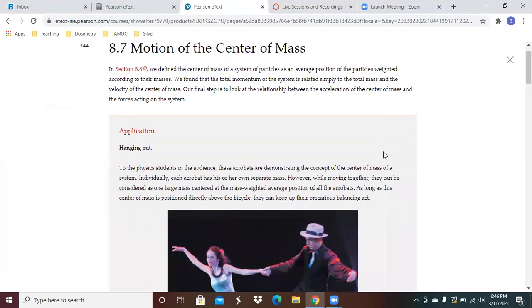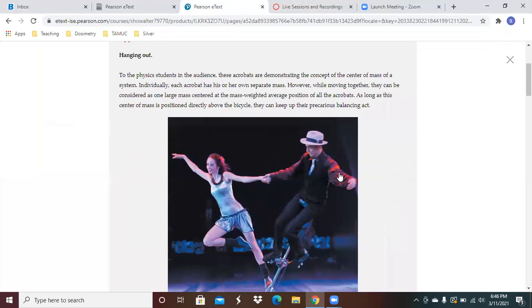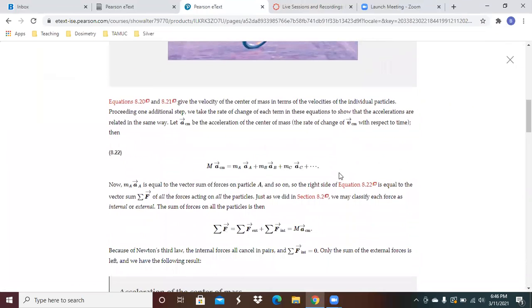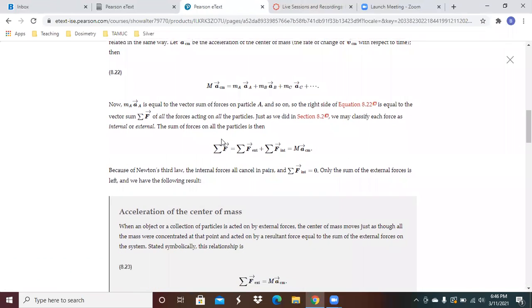So here we're defining the center of mass of a system. Say we've got this going on, and we want to figure out where the center of mass is. How would we go about doing that? Well, again, we're going to look at all the different components, and we're going to sum together the mass times the acceleration of each one of these. As we do that, we come up with the total mass times the acceleration of the center of mass.